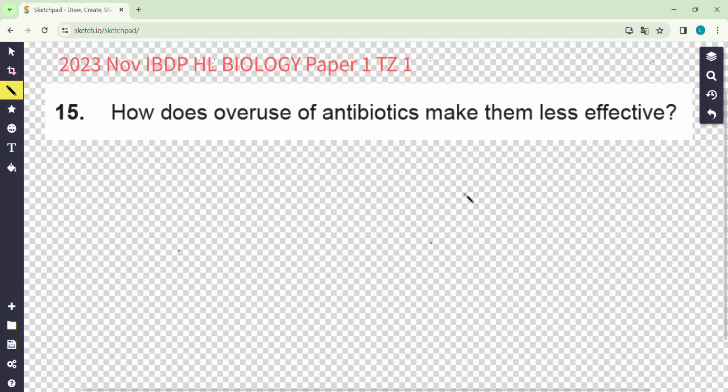Question 15 is about how antibiotics become less effective. It means it is talking about resistance to antibiotics. First, remember how antibiotics work. Okay, we have bacteria here.